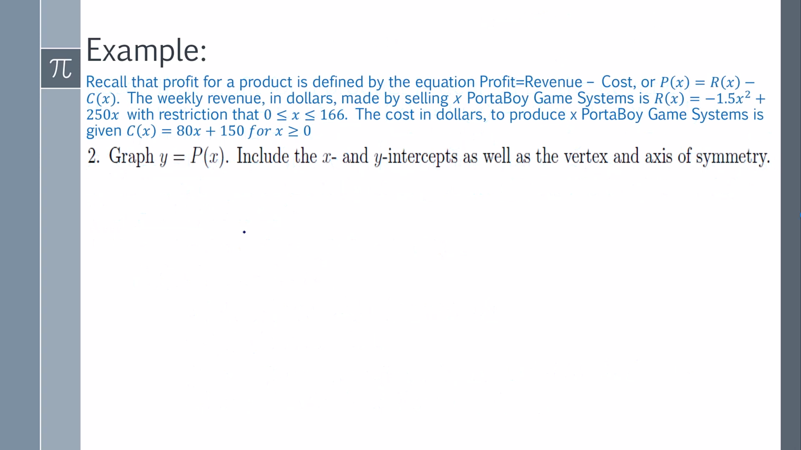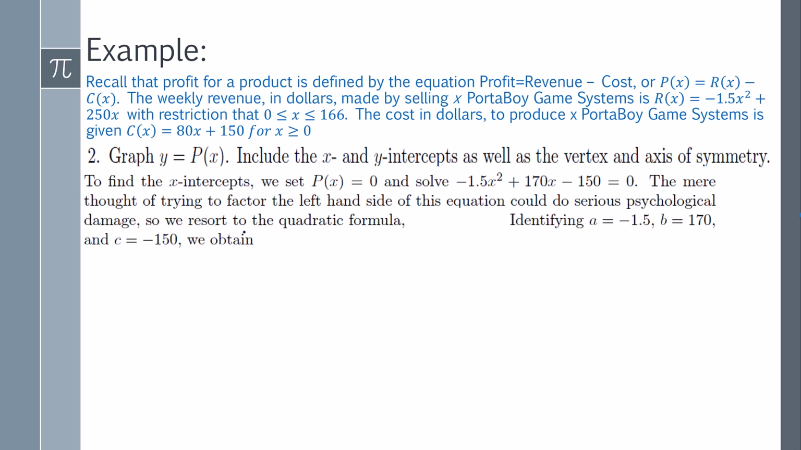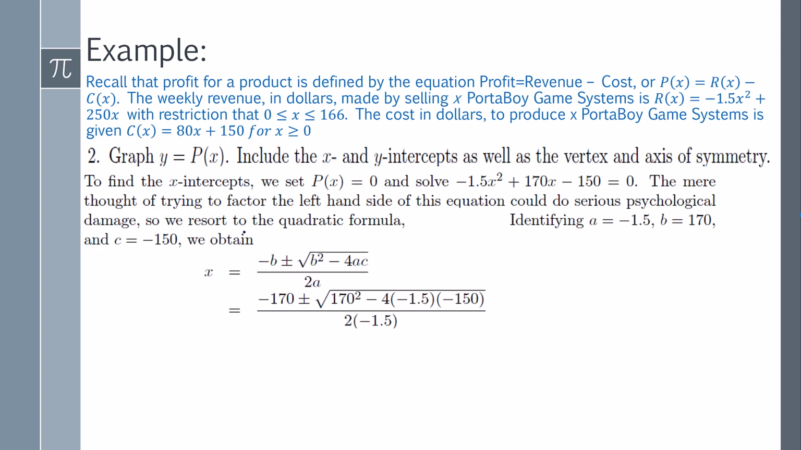Now it's asking us to graph it. To graph it, we can create an XY table. It says include the XY intercepts. We know how to find those, right? For the x-intercept, we plug in 0 for y and solve. For the y-intercept, you plug in 0 for x and solve. We've seen all those; there's nothing special about that. We could also use the quadratic formula, because this looks really complicated to factor, to find where it crosses.